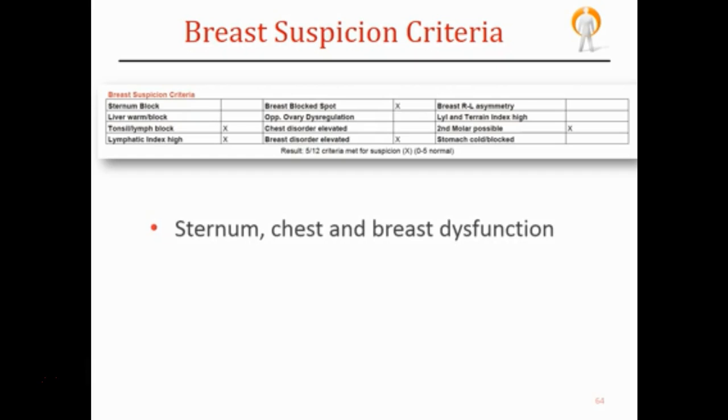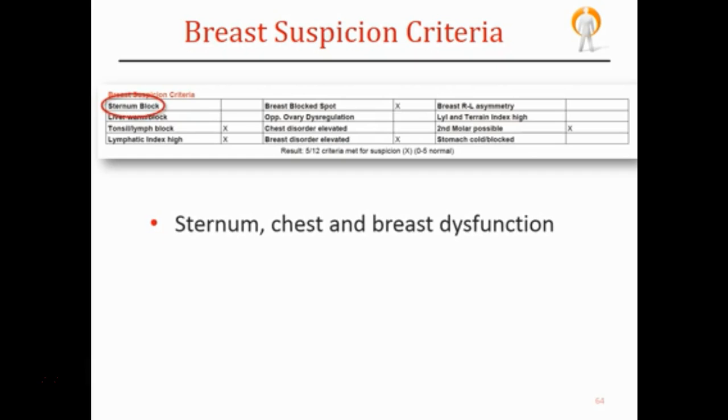The criteria include the functional response of the sternum point, the chest area, and the breasts. The sternum point acts as an alert point, so if it's blocked, then it's important to pay closer attention to everything in the chest area, including the breasts. The disorder or lack of an organized regulation response in the chest area and breast is also important.